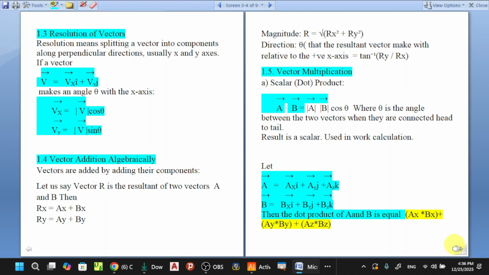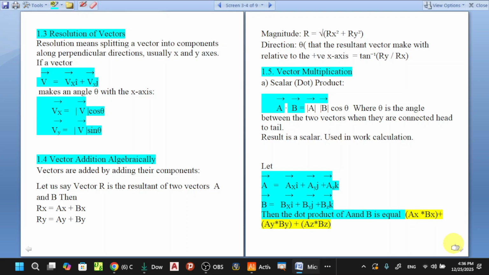So force dot displacement gives the work. Let's say A is equal to Ax in the i, Ay in the j, and B is Bx in the i, By in the j, and Bz in the k.